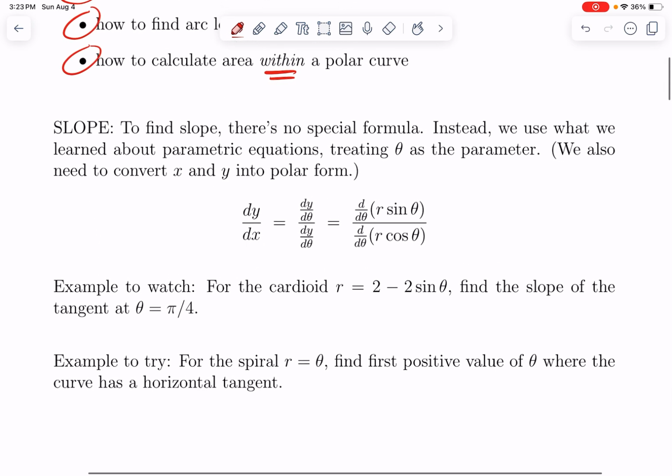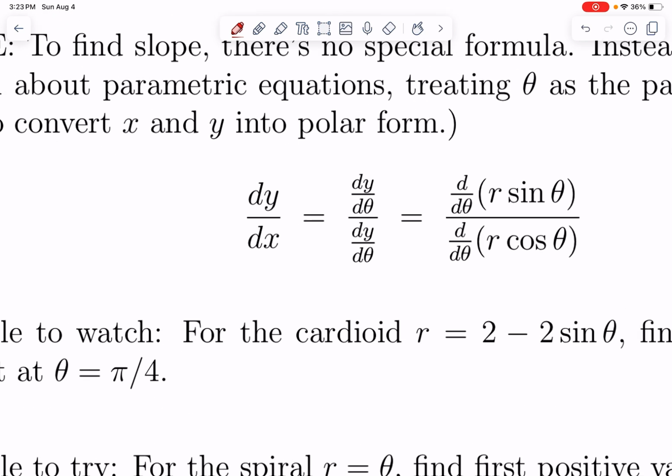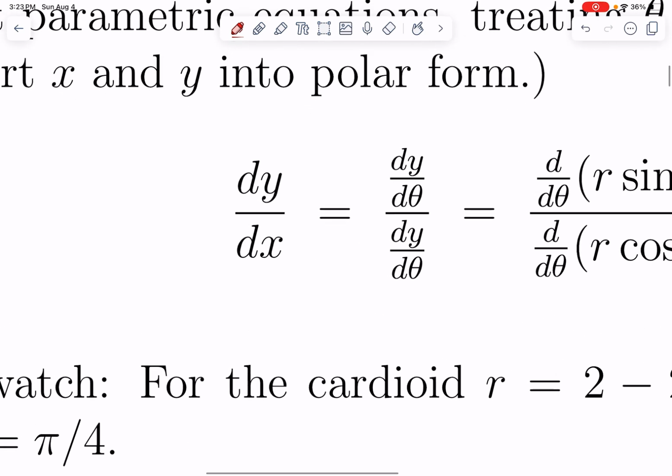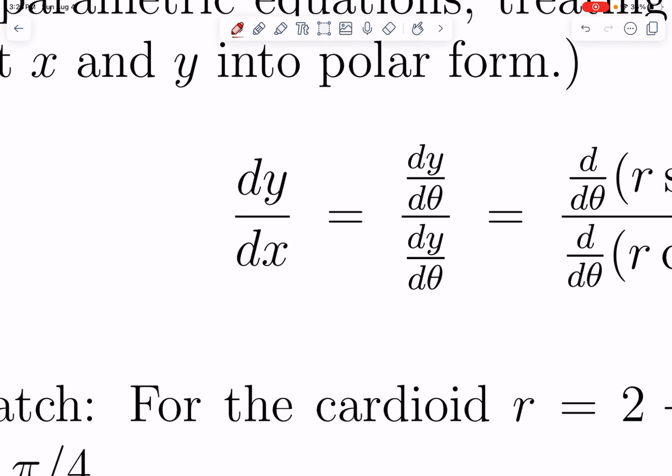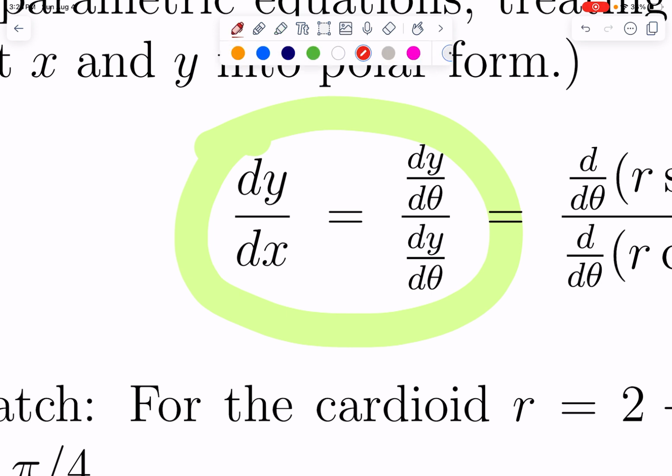And there's actually no special formula. We know how to find slope for parametric equations, and we can just treat this as parametric where theta is the parameter. Usually we call the parameter t, but if you just look at this expression here, that's how we found slope for just a generic parametric, although I have a typo here, so let's fix that right away. This should be dx d theta.